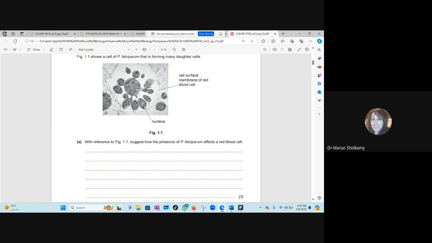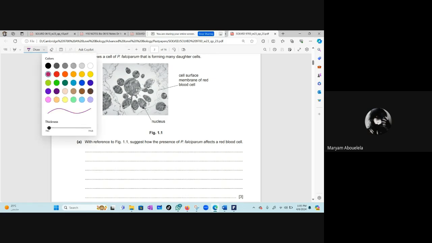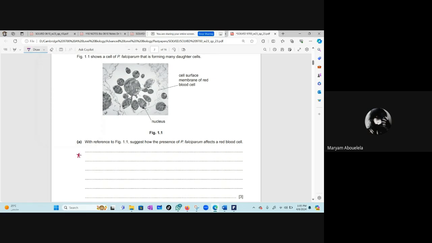How did the presence of this pathogen inside the red blood cell change its shape? The red blood cell became more swollen, and the cell surface membrane is irregular in shape. It's not a disc shape. Yes, of course, we know very well that the red blood cell should be small and biconcave. It is not biconcave anymore. The cell membrane became irregular. Can you think of something else?